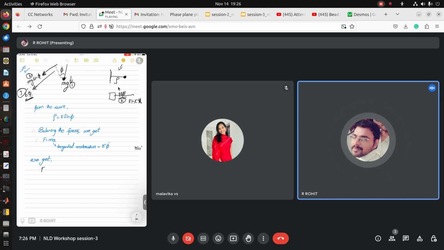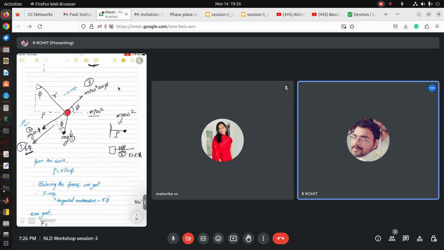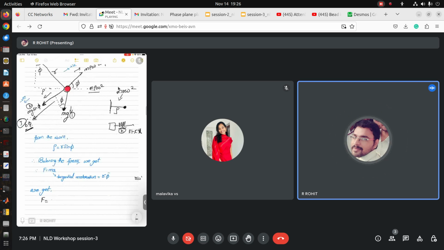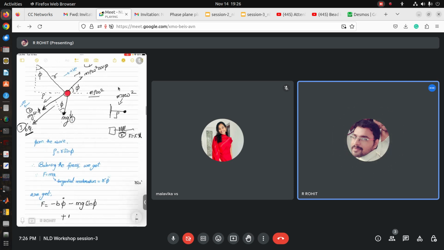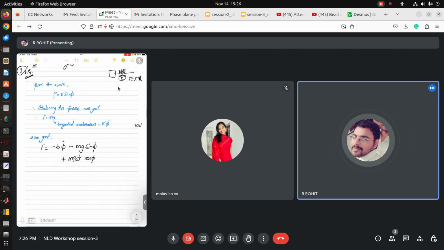So finally, the force that is acting on the system is nothing but, we consider the notation as downwards is negative, and when it goes upwards it's considered positive. So in that sense, you have minus b phi dot in the negative direction, then you have minus mg sine phi acting in the negative direction. At the same time, you have a positive term m rho omega square cos phi in the positive side. Now this force is nothing but ma.